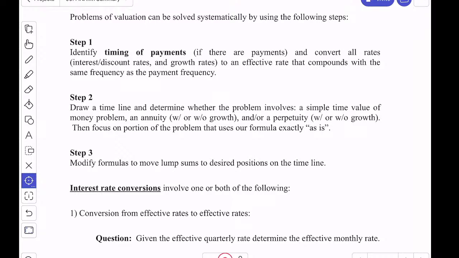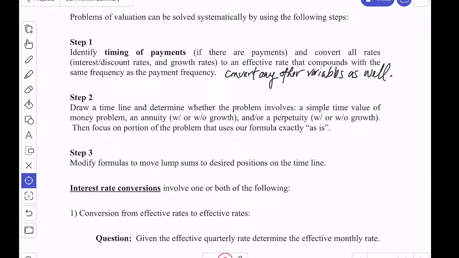I just sent you this document. First, you read a problem and you identify the timing of payments, if there are payments, and convert all rates, interest rates, growth rates, discount rates, to an effective rate that compounds with the same frequency as the payment frequency. You should also convert all other variables to the same intervals.